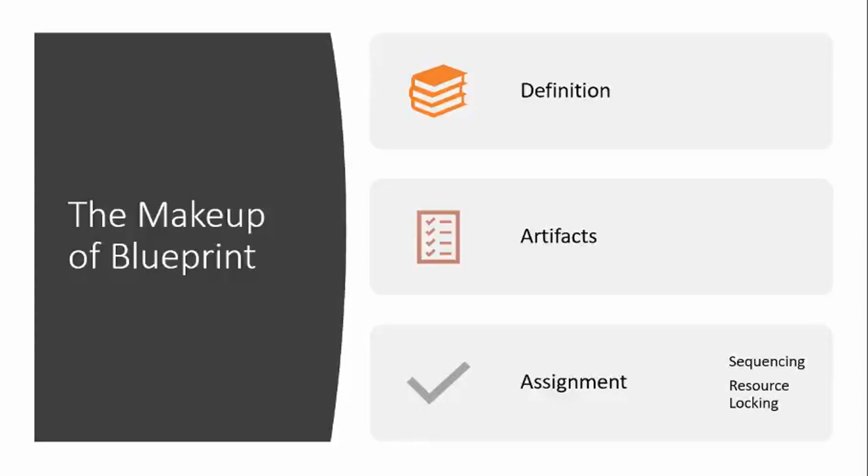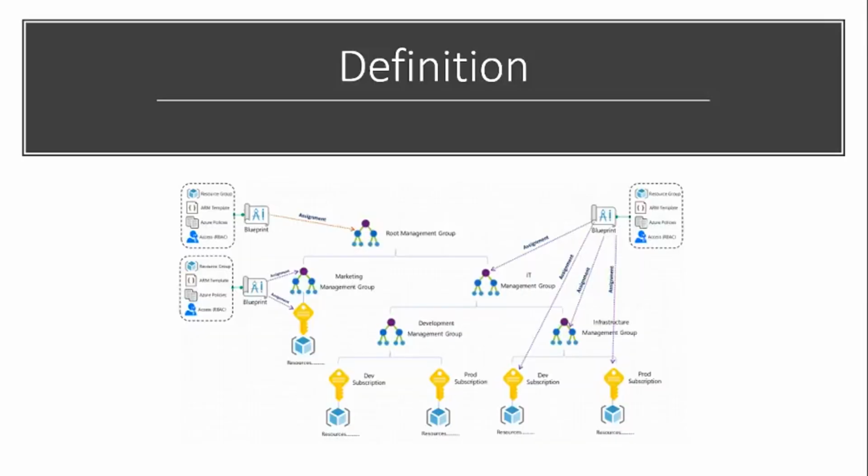There are three things that make up the Azure Blueprint. The first one is definition, the second one is artifact, the third one is assignment. Assignment also has sub-elements. They are sequencing and resource locking. Okay, let's go to the first element, definition.